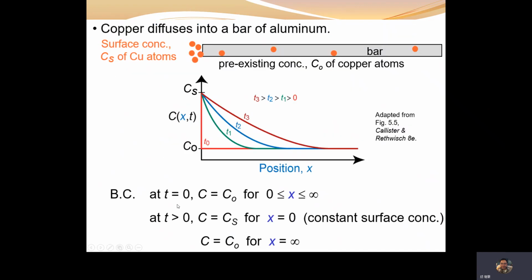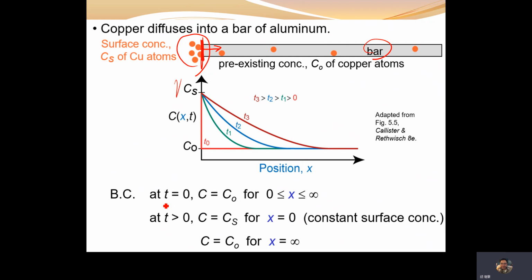Okay, and I want to show you one case of this. Copper diffuses into a bar of aluminum. This is the aluminum bar, and this side is copper. We want to diffuse the copper into this aluminum bar. And what is its boundary condition? Its boundary condition is right here, at this surface.